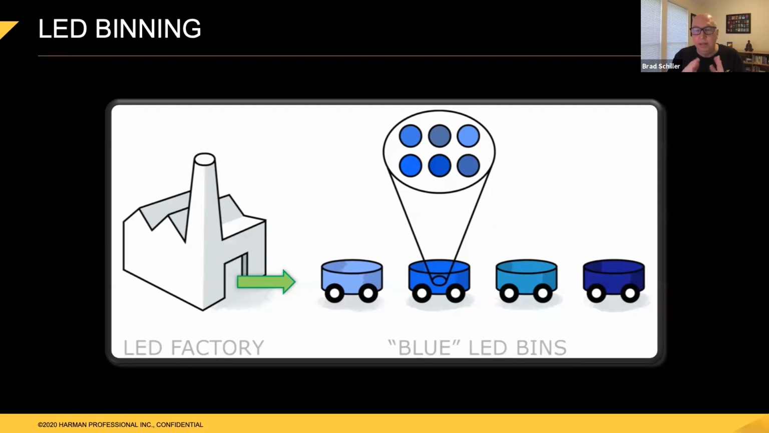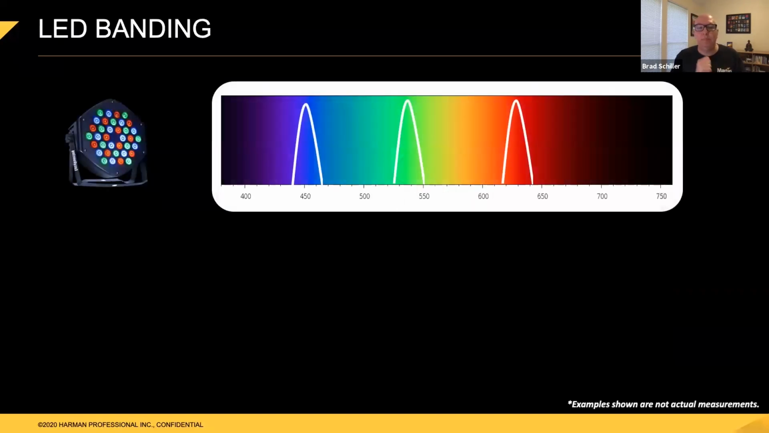However, some other manufacturers, maybe lower cost manufacturers, try to lower the cost of their product by choosing a wider bin. So again, it's very important to understand that the price of your product might vary because of the way they've chosen the binning and the results of that. So that's about colored LEDs and binning. There's also something called banding, and this is also very important.